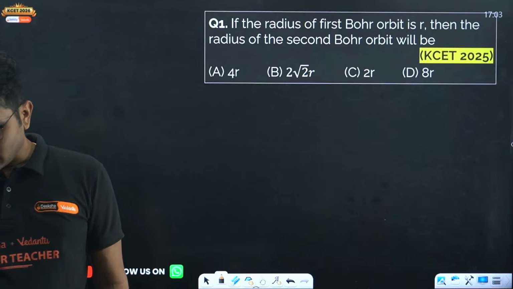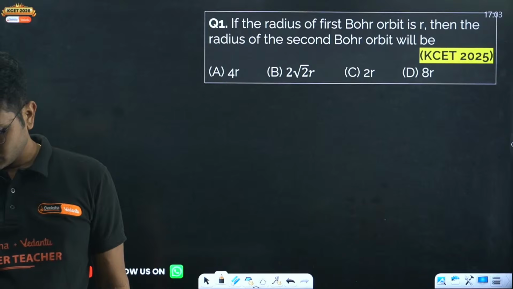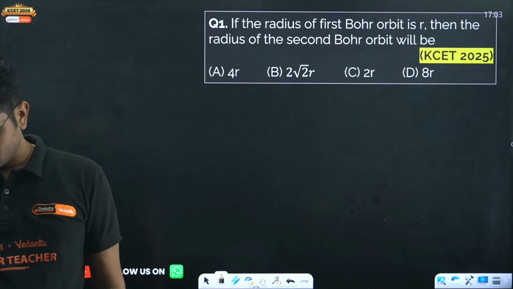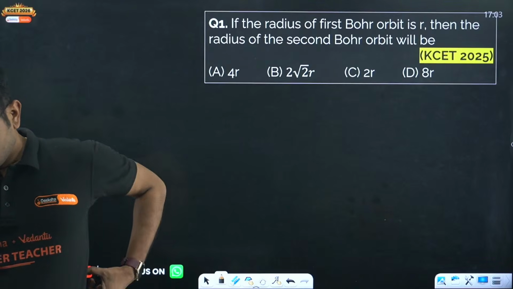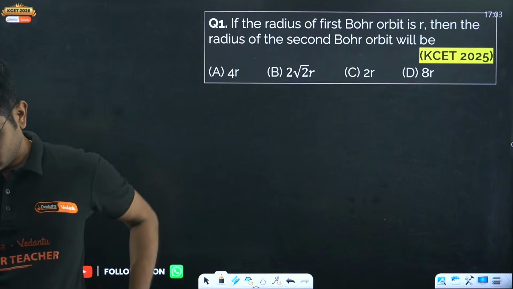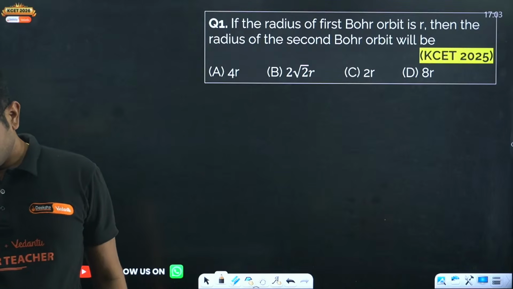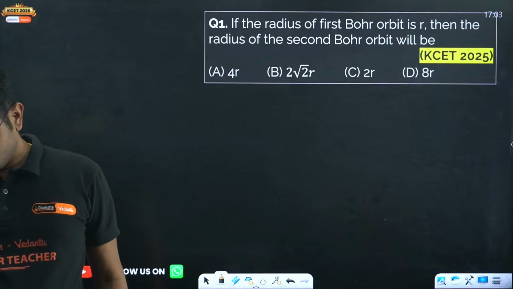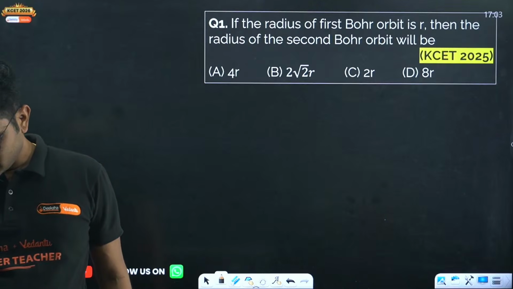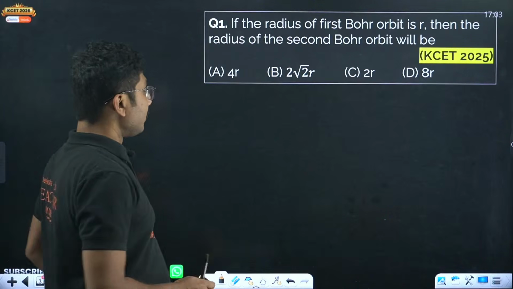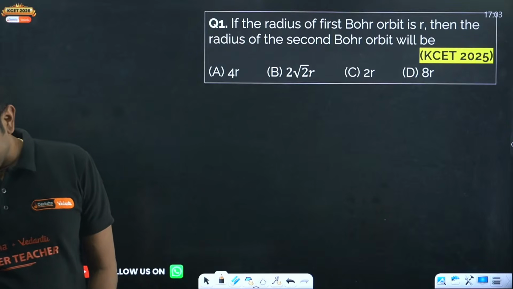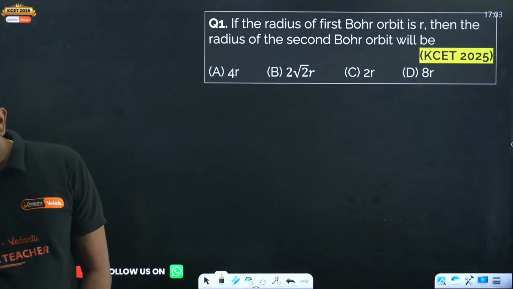What is the Bohr radius for nth orbit? Bohr radius for nth orbit. Something is happening to my phone, sorry. Okay, so again random answer, you are answering randomly, right?